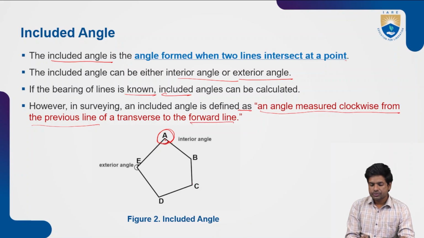Now, if you see, this is one line and this is another line. The angle made by the other line with this line, if it is measured in a clockwise direction, is called an included angle. This is the other definition.